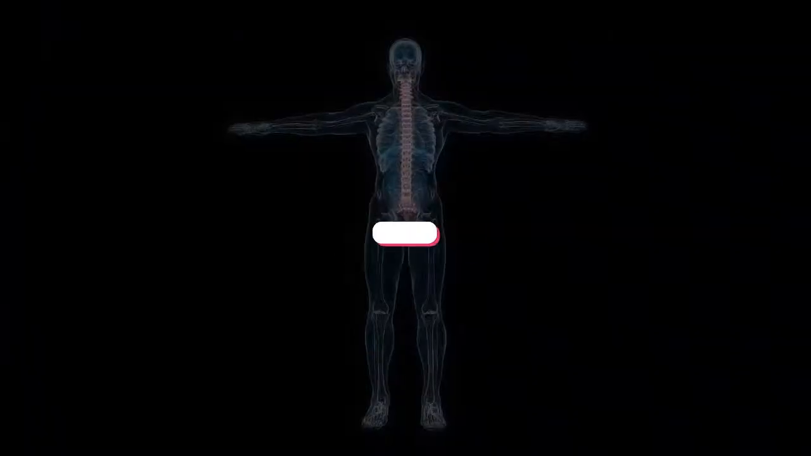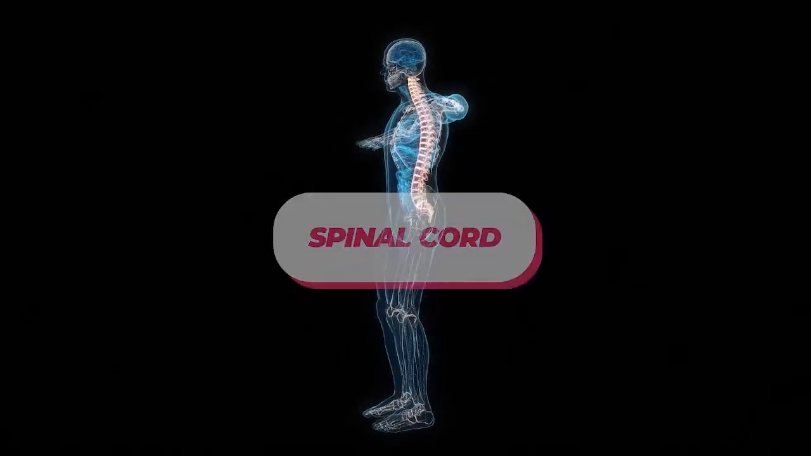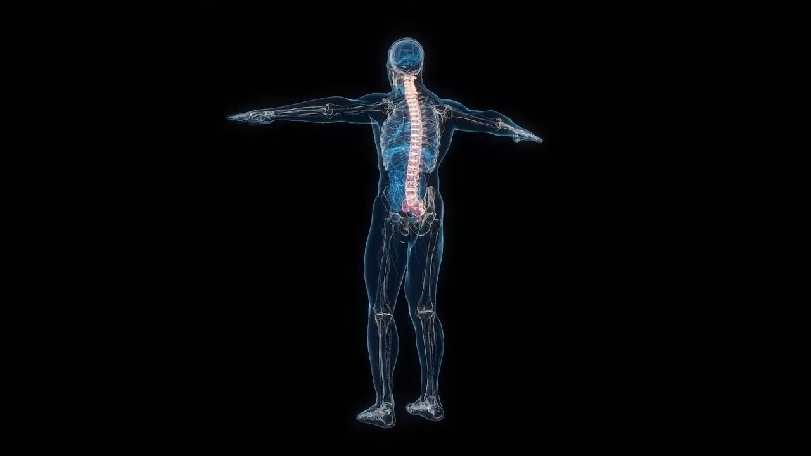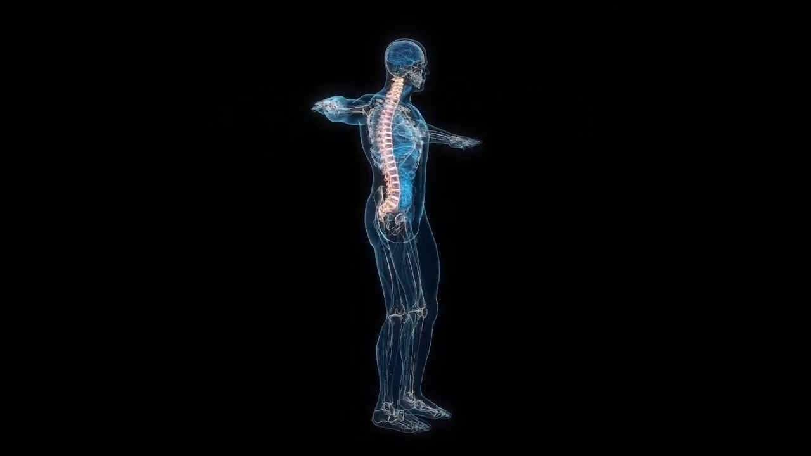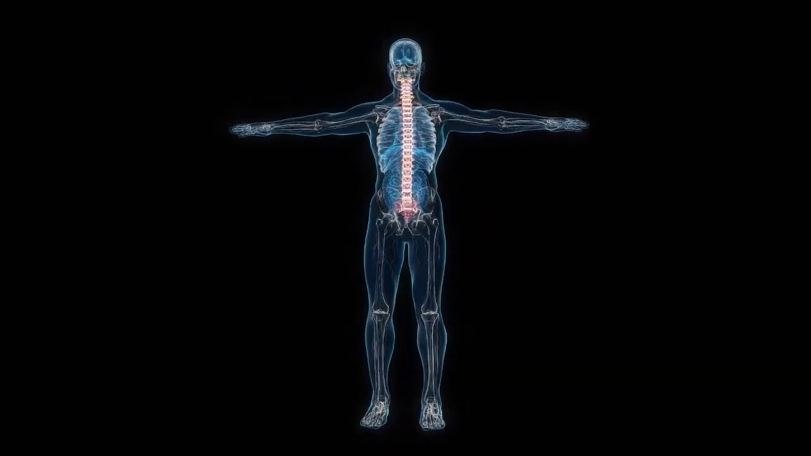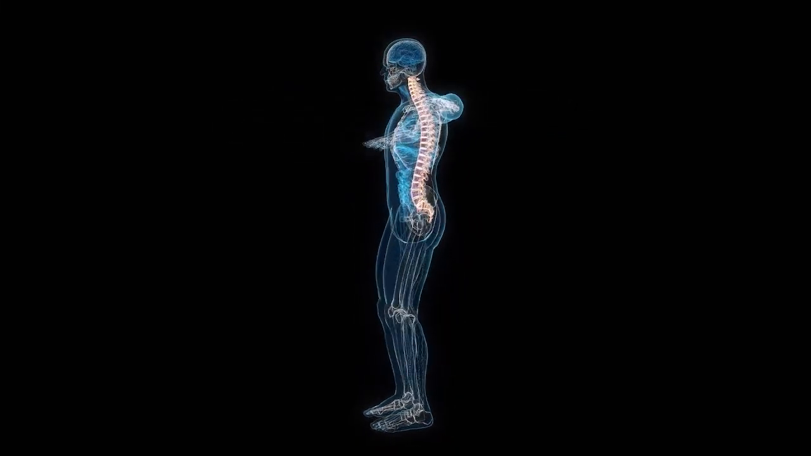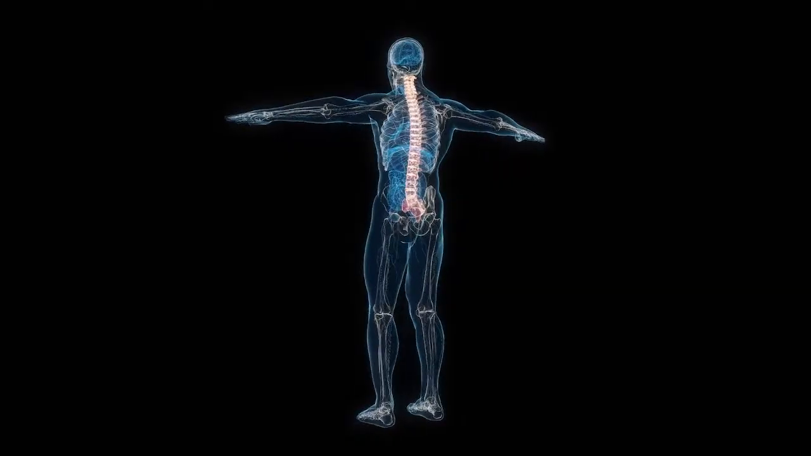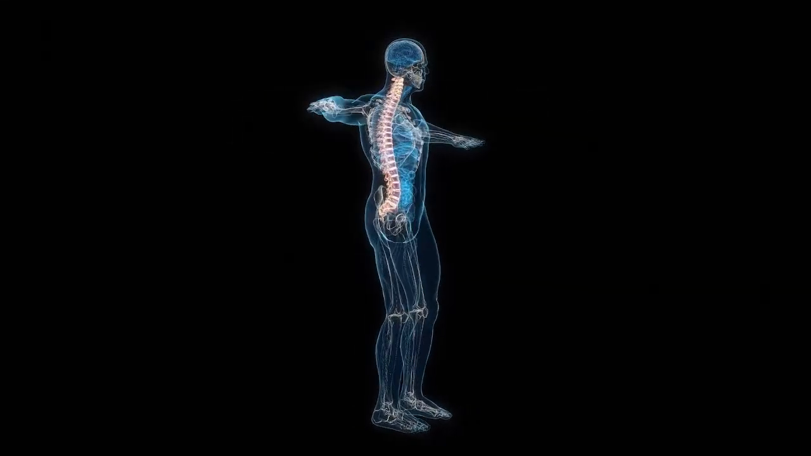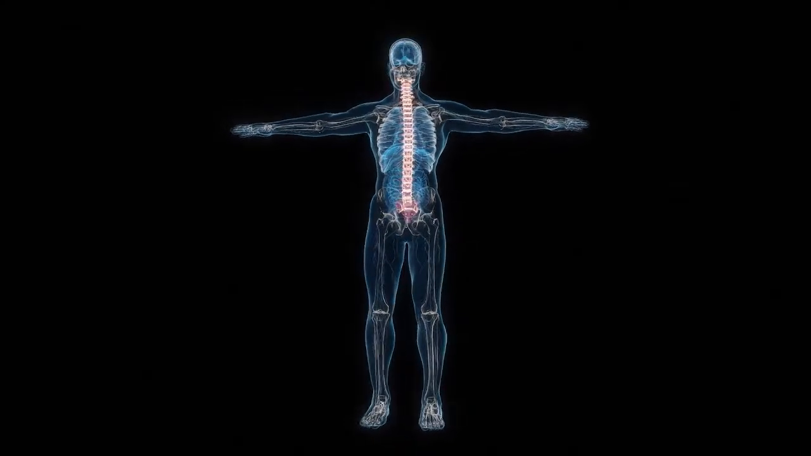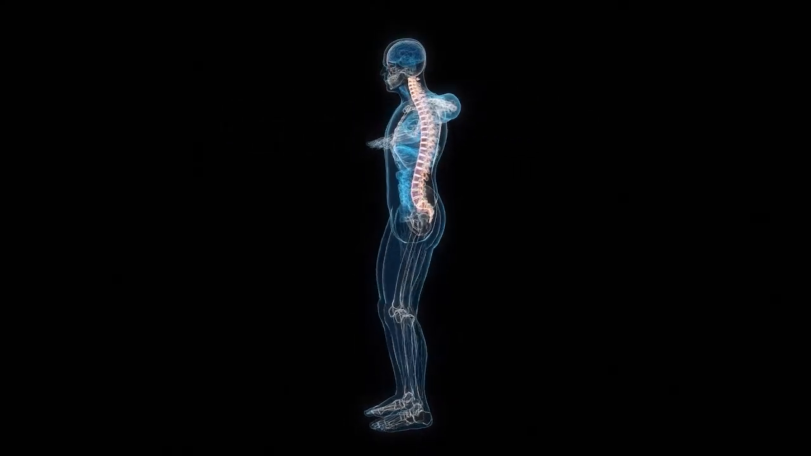Spinal cord. The spinal cord is a long, slender tube of nerve tissue that runs from the brain down through the center of the back. It carries messages between the brain and the rest of the body and helps coordinate movement. It is protected by the vertebrae of the spine, which form a hollow tube around it. The spinal cord is divided into different regions, each with specific functions.